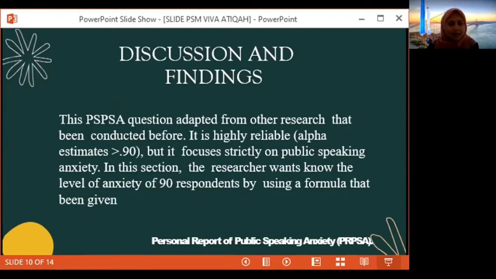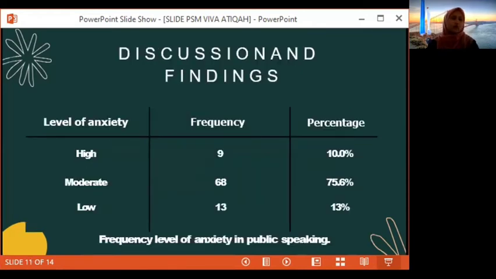The study is using the PRPSA questionnaire, adapted from other research that has been conducted before. It is highly reliable, with an alpha estimate of more than .90, and it focuses strictly on public speaking anxiety. So in this session, the researchers want to know the level of anxiety of 90 respondents by using the formula that has been given. The Personal Report of Public Speaking Anxiety (PRPSA) has 34 questions. The researchers use the given formula to know what feelings students in the language center have in public speaking, and what level of public speaking anxiety they have.